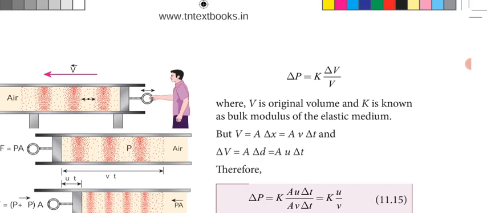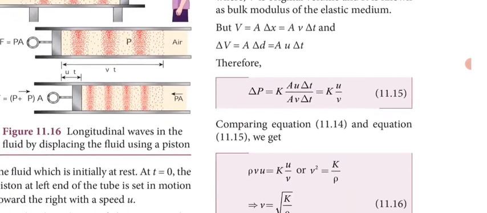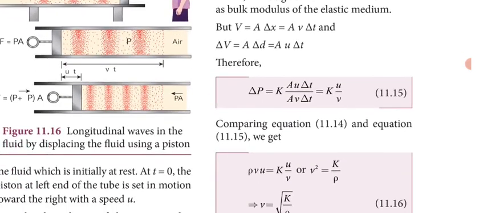So when V is equal to A del x, that is equal to A v del t. Then del V is nothing but A del x, so that is equal to A u del t. Therefore del P is equal to k into A u del t by A v del t. That is, all the things will get cancelled and only k into u by v remains.